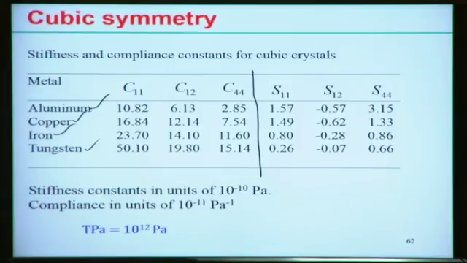Stiffness constants are in the unit of Pascal in this particular table, and compliances are given with the multiplier 10 to the minus 11, in inverse of the Pascal, and terapascal equal to 10 to the power 12 as the multiplying factor. So to use the numerical value from the standard table, we should be very careful to look into the different units given for the compliance terms and the units for the stiffness terms.